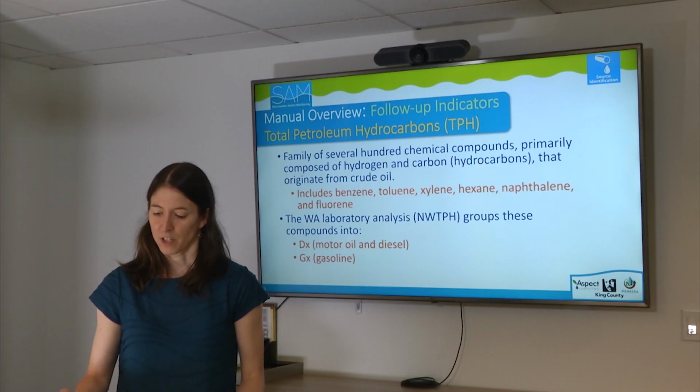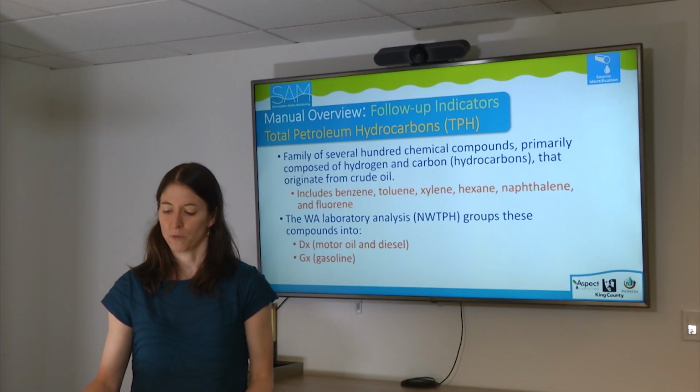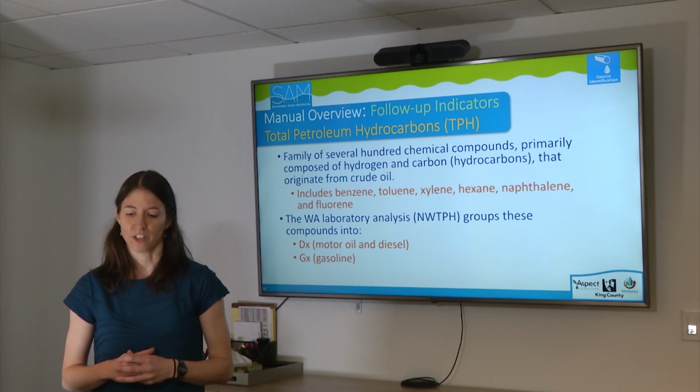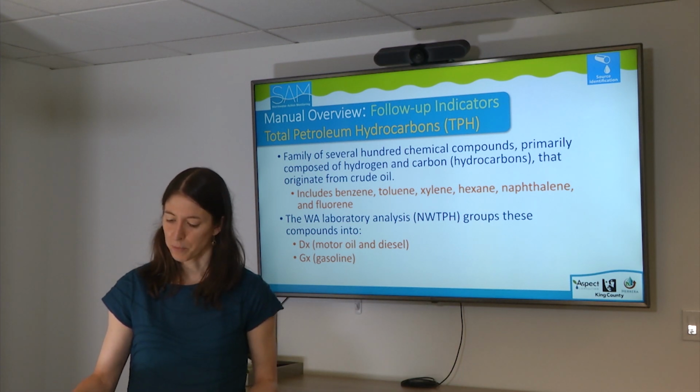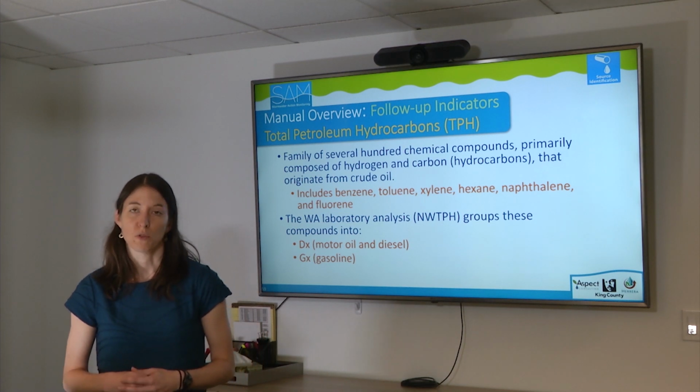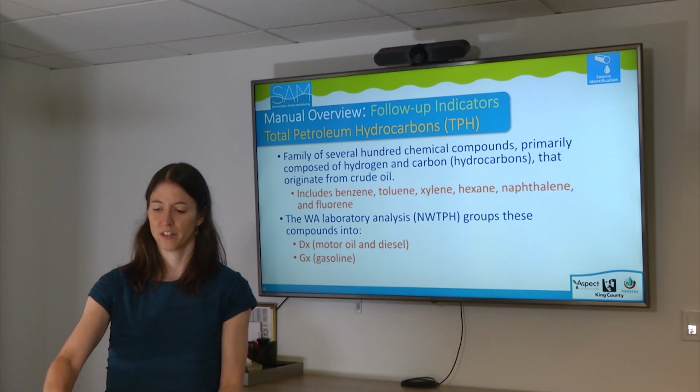So this is something that we looked at, and we added a new threshold for that, which was 1 milligram per liter of either the DX or the GX fraction for that further investigation threshold. And the TPH section starts on page 135 of the manual, and that's page 145 in the PDF version.